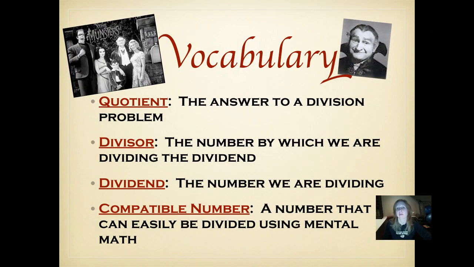Here are our vocabulary terms. You don't have to rewrite down quotient, divisor, or dividend, but I want you to read them and review them because they're words that we're going to be using constantly as we talk about division. Compatible number you do need to write down though. A compatible number is a number that can easily be divided using mental math. That's important for this lesson.